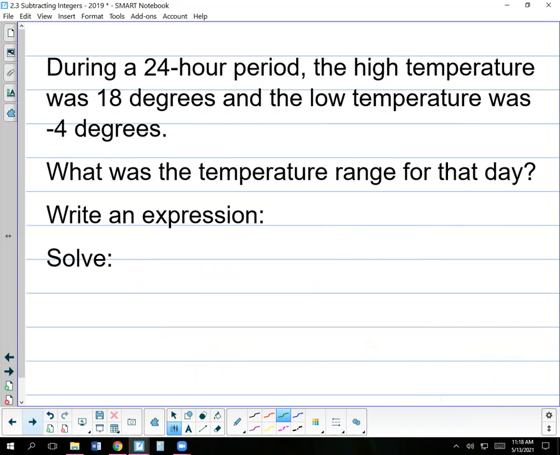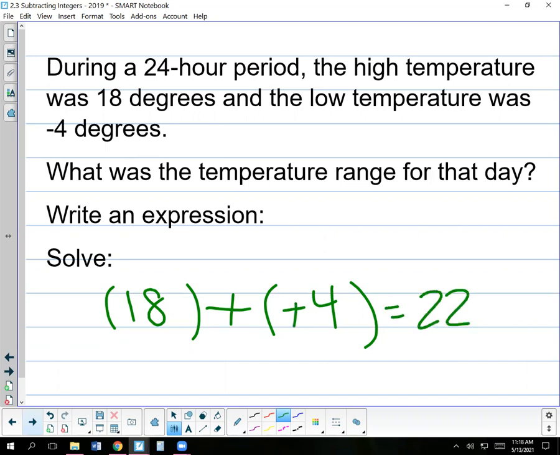This is the one we just did as a warm up, right? The high temperature was 18 degrees and the low temperature was -4 degrees. What was the range in temperature for that day? Range means to do what? Subtract. What was the original degrees? 18, and what was the low temperature? -4. Now would I change that to addition? Yes, because I have a double negative. So how much did that temperature change? 22 degrees.